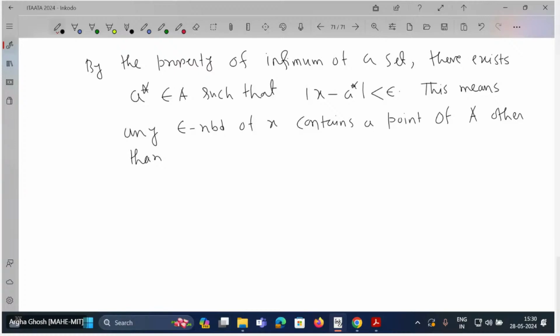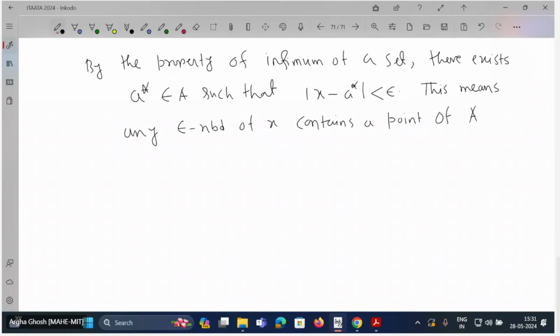It contains a point of A other than x. So that means what? Actually, you don't need a point other than x. We don't have to bother about whether it contains any other point or not. We just need it contains a point of A. That's enough, because we are not sure that it will contain other. Contains a point of A.